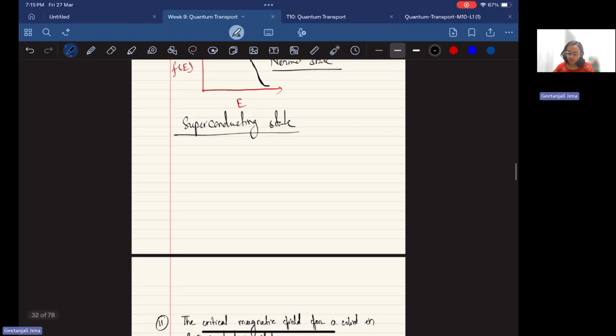So that means for the superconducting state, there are two electrons, and when they form the Cooper pair, they combine with each other and have opposite spin and opposite momentum. So the total spin of this Cooper pair is 0. So this is behaving like a boson. That means it will follow Bose-Einstein statistics.